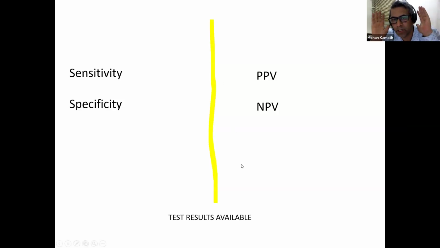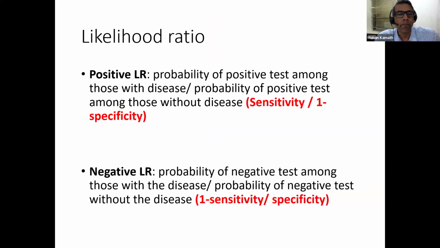So this is the same point. I want this picture to be in your mind. The yellow line is where the test results are available. Before that, you can talk about sensitivity and specificity, but once the test results are there with you, if it is positive, you need to know the PPV. If it's negative, you're talking about NPV.